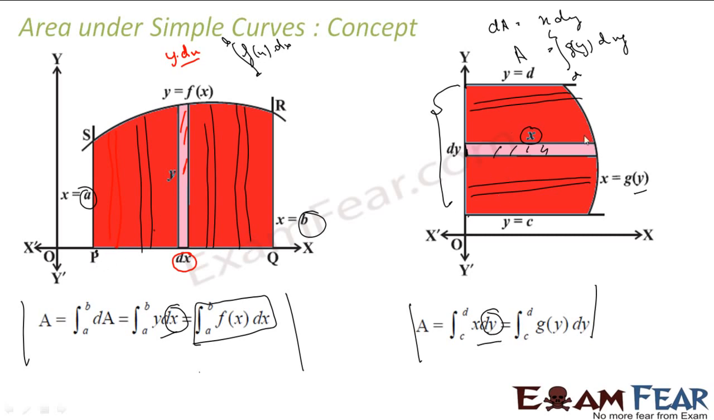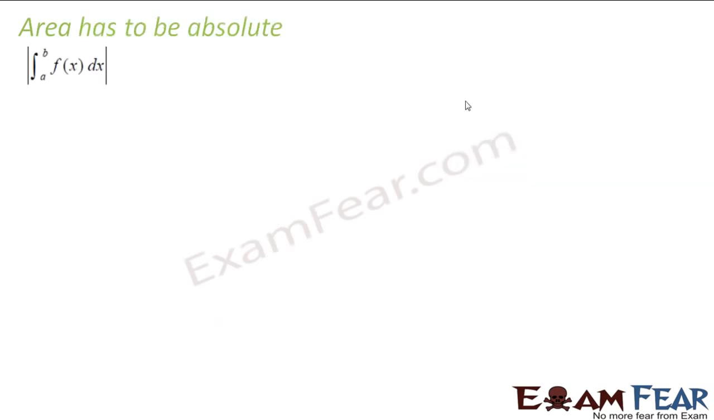Similarly, in this case, you find the small area, the pink one, that is x dy, that is g(y) dy, and you want to find the whole thing. Then you have to integrate this where y is varying from c to d, and the area has to be absolute.